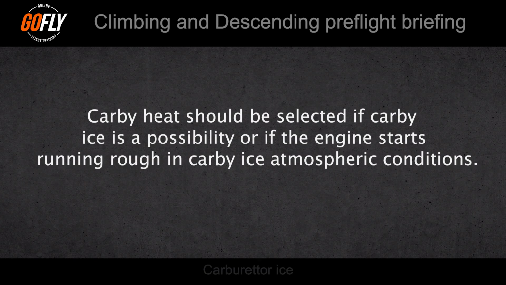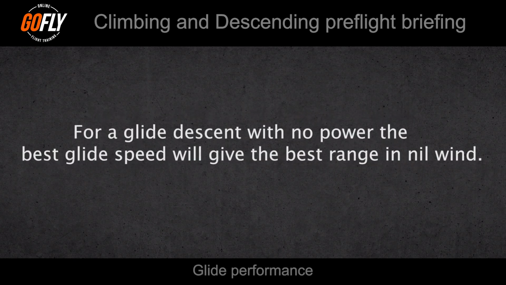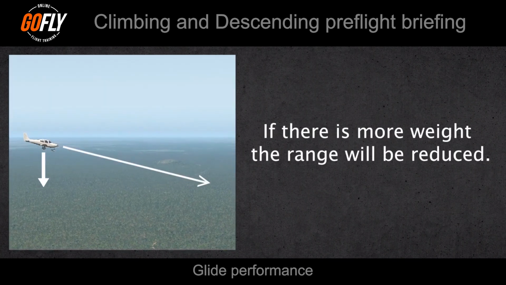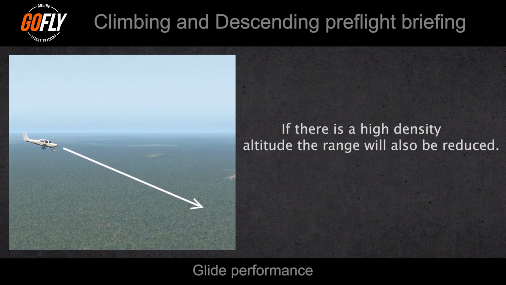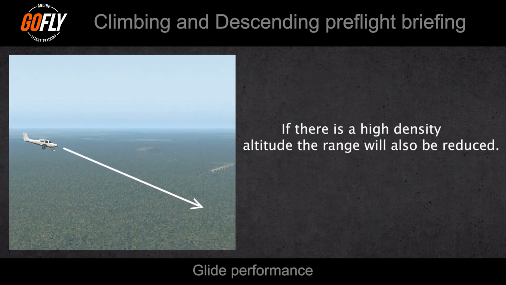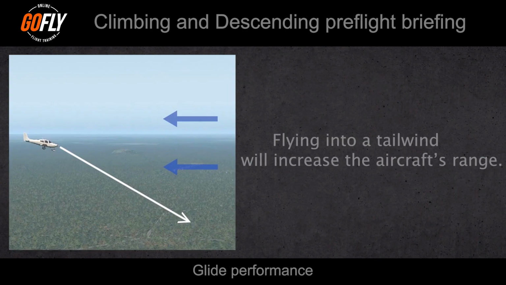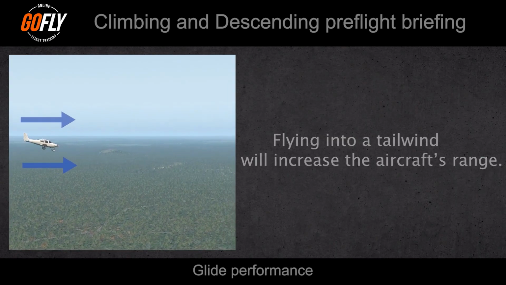ice atmospheric conditions. For a glide descent with no power, the best glide speed will give the best range in near wind. If there is more weight, the range will be reduced, and if there is a higher density altitude, the range will also be reduced. Flying into a headwind will reduce the range, while flying with a tailwind will increase the range.